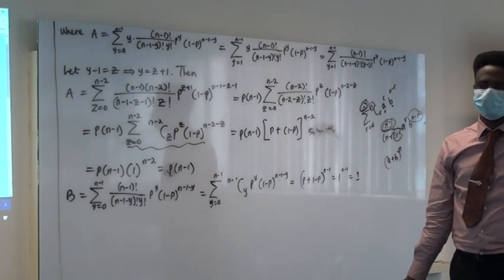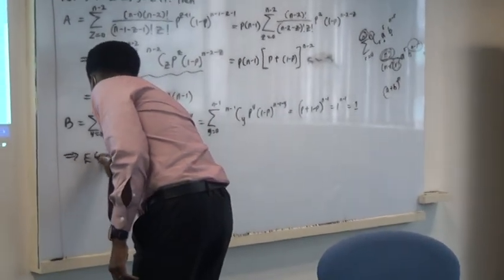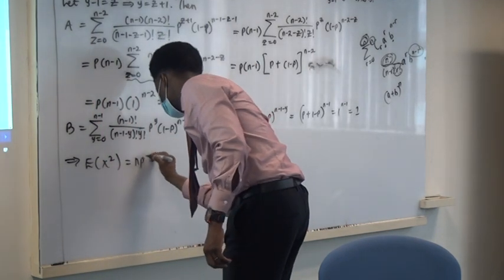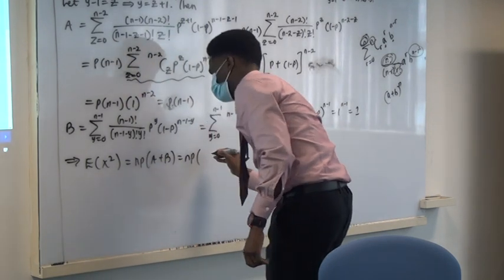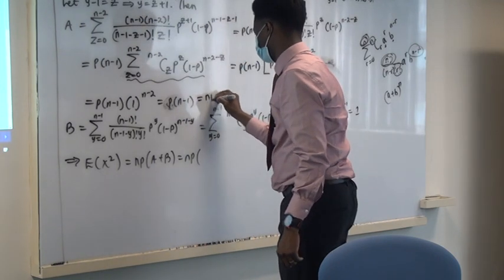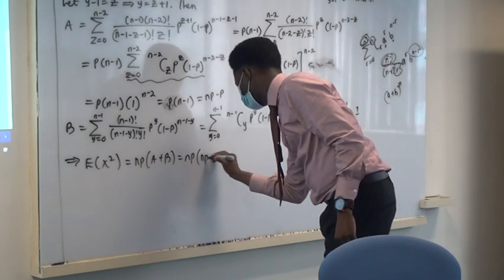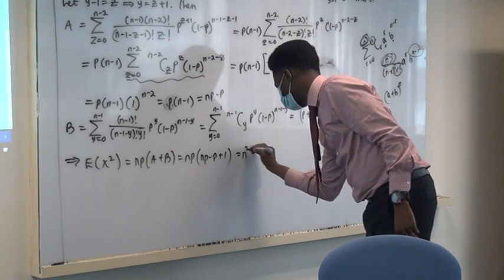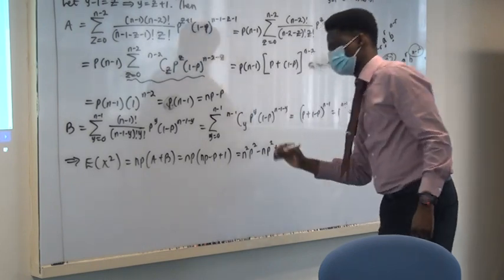So now that we have our a and b, let's put it back. This implies that the expectation of x squared is equal to np into bracket a plus b, which is np into bracket p. So we can expand this because of the bracket: np minus p, plus 1. Opening the bracket, we have n squared p squared minus np squared plus np.